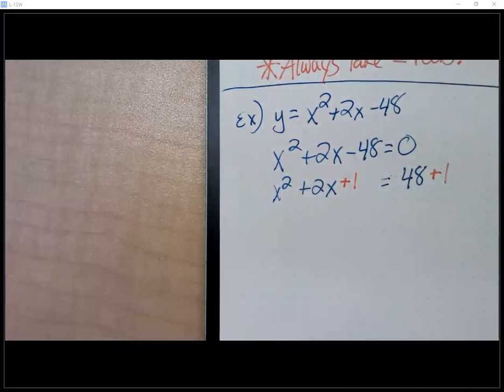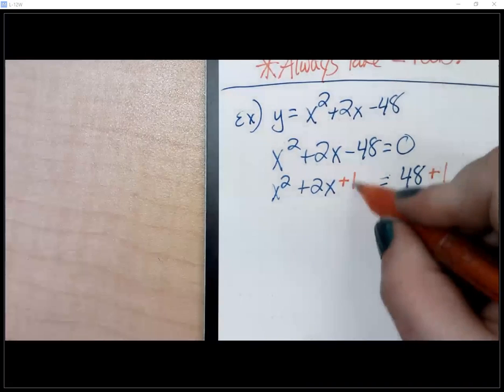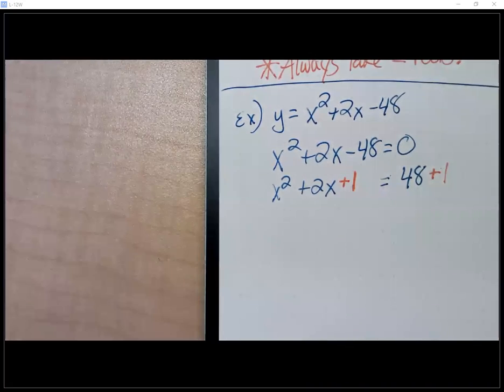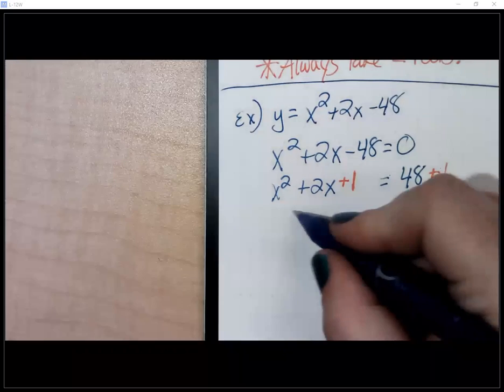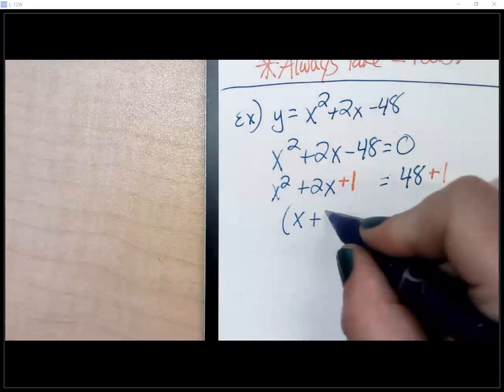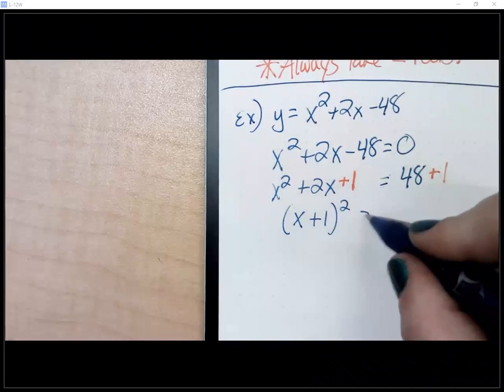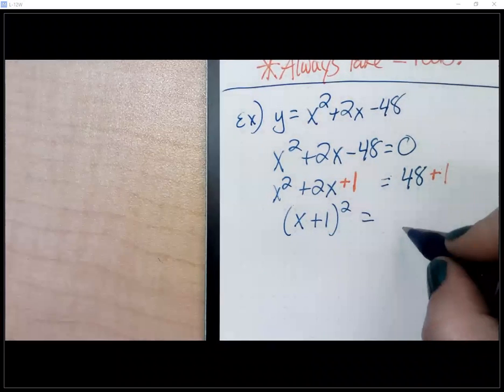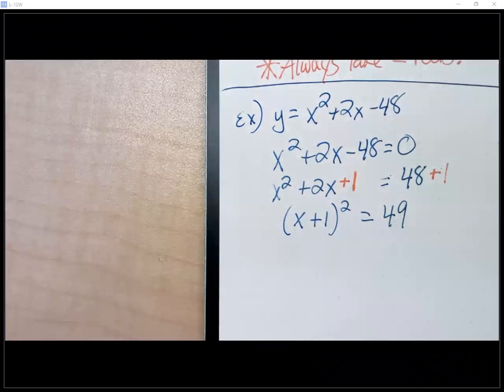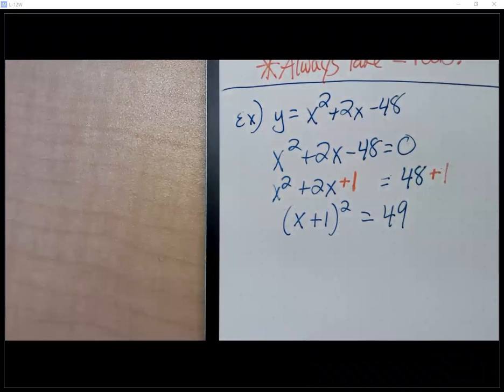Yeah, you're going to factor that left-hand side. So factors of 1 that add up to be 2. One and 1, right? So instead of writing it twice, I write it like this, x plus 1 squared. On the right-hand side, 48 plus 1 is just 49. And now what do I do? Square root both sides, yes.